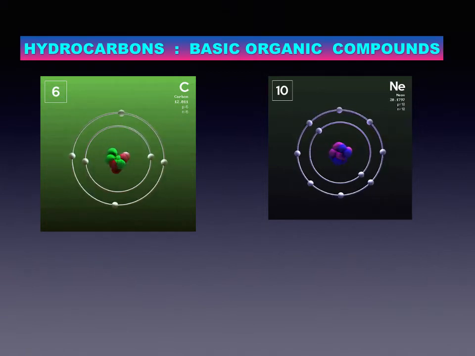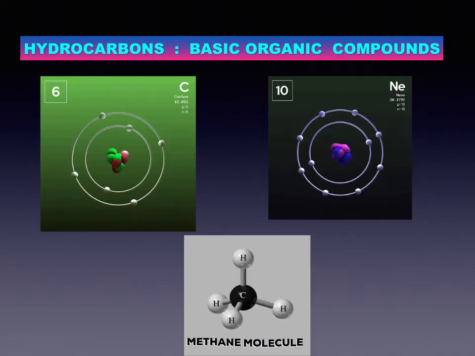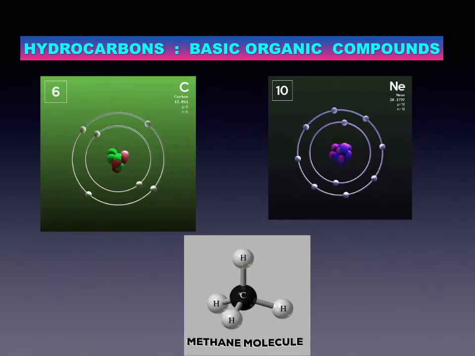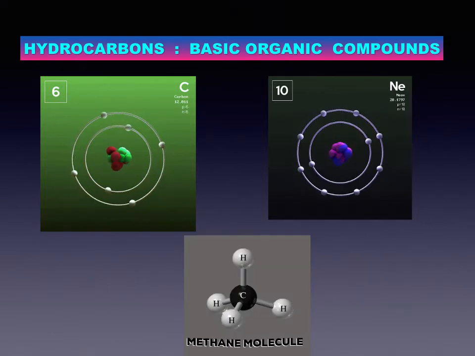In other words, a carbon atom can form 4 covalent bonds with other carbon atoms or atoms of different elements. When a carbon atom shares 1 electron each with 4 hydrogen atoms and forms 4 C-H bonds, a methane CH4 molecule is formed.